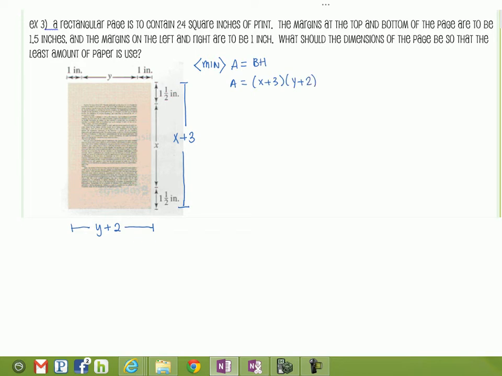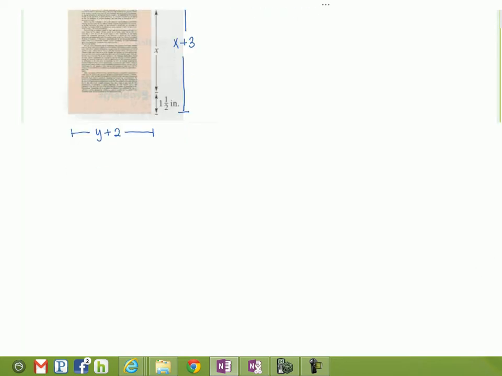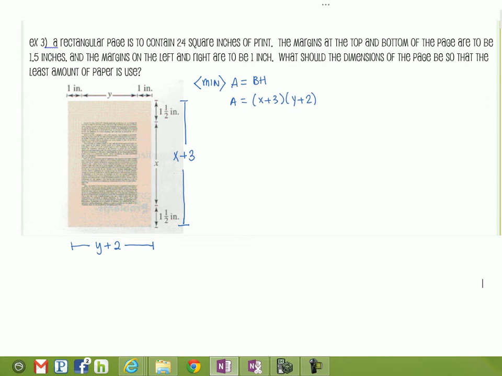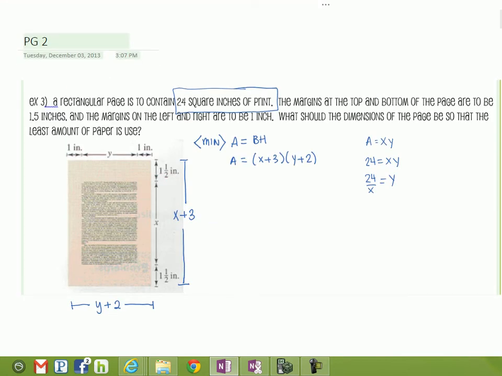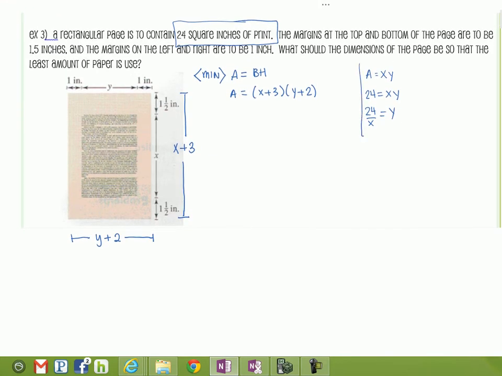Problem is I have another variable, so let's go off to the side right here and look at what else we have. They gave us 24 square inches of print. The print's area would be x times y, and that area is 24. Therefore I can solve for a variable. I'm going to solve for y because I like having x in my equation. I'm sorry if this is making you dizzy. It's making me dizzy.